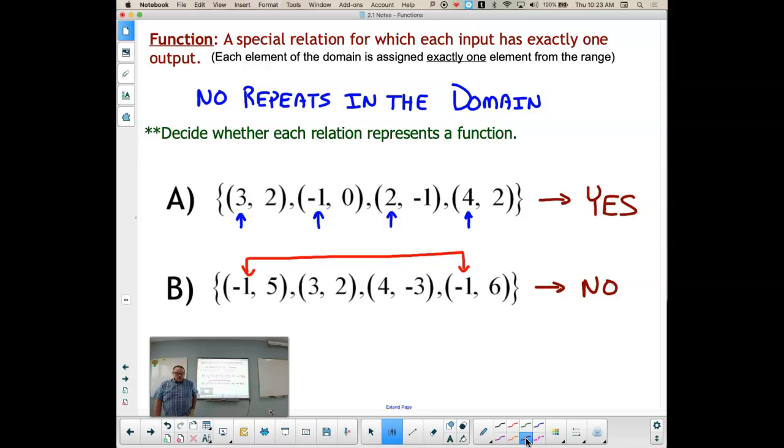Conjunction junction, what is your function? Okay. Love it.